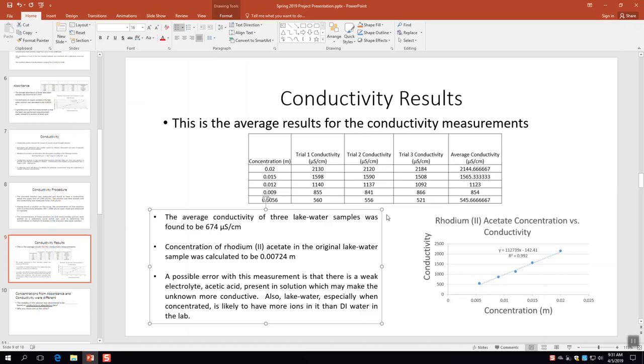We didn't measure well above or below the range, but we did cover most of the range.